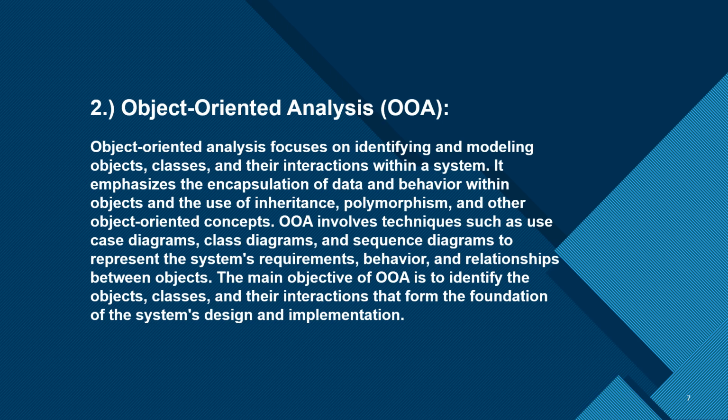Object-oriented analysis helps in modeling and designing software systems by breaking them down into reusable and modular components, which are called objects. Object-oriented analysis involves techniques like use case diagrams, class diagrams, and sequence diagrams to represent the system's requirements, the behavior of the system, and also the relationships between the objects. Basically, the main objective of object-oriented analysis is to identify the objects, the classes, and their interactions that form the foundation of the system's design and implementation.